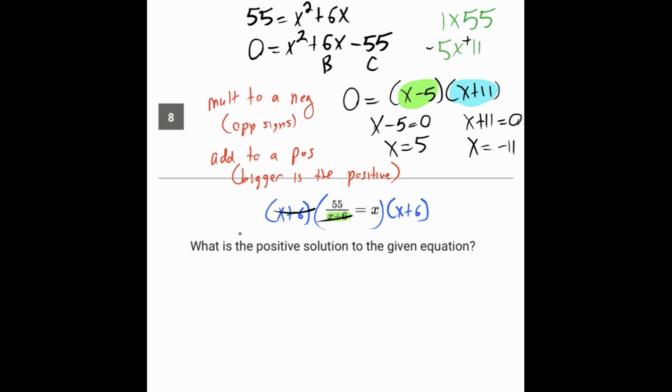And now it makes sense that they asked us what is the positive solution, because we have to pick the positive number out of these two. And so our answer is 5.